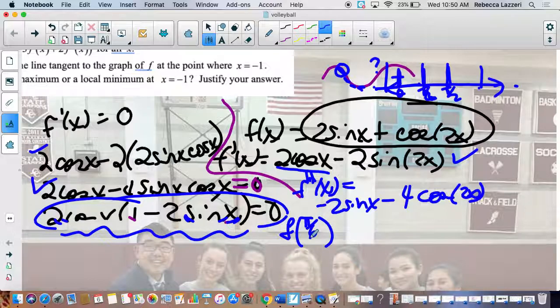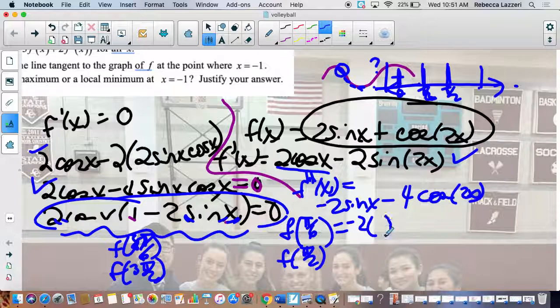5 pi over 6 and 3 pi over 2. All right, pi over 6 is, all you really need to know is the sign, so don't sweat over the number too much. But we know sine of pi over 6 is 1/2. The cosine of 2 times pi over 6, that's the cosine of pi over 3, which is also 1/2.